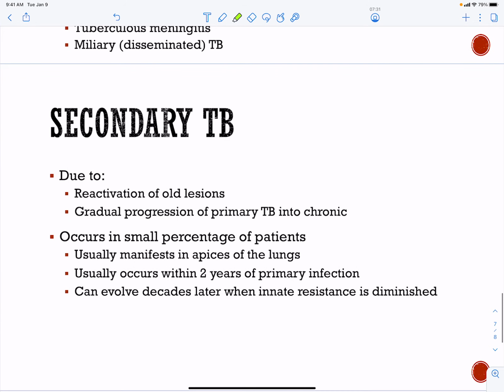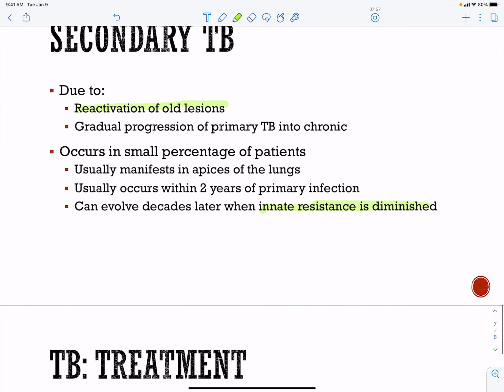Secondary TB, again, is reactivation of your old lesions, and this will occur in some patients due to some triggering event, and it's usually going to occur within 2 years of the primary infection. However, it can occur later simply because we don't eliminate the bacterium from our bodies. Instead, we just contain it. So when you have a diminished immune system at some stage later in life, that can lead to triggering of your tuberculosis.